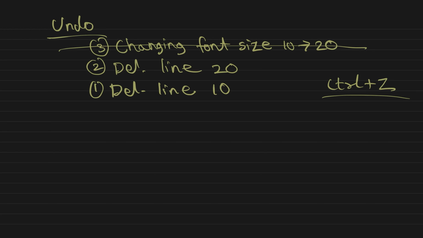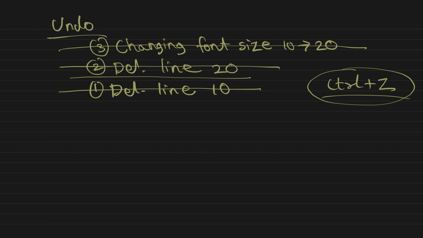Let's say you did Control Z one more time. The second action that you did would also be undone, so whatever content was there in your line number 20 will reappear. Then this is also gone. At the last, let's say you again did Control Z. The first action that you did, which was deleting line number 10, would be brought back, so your line number 10 would appear again.